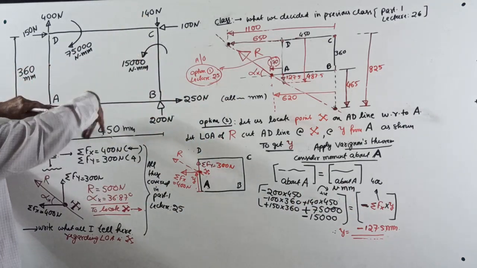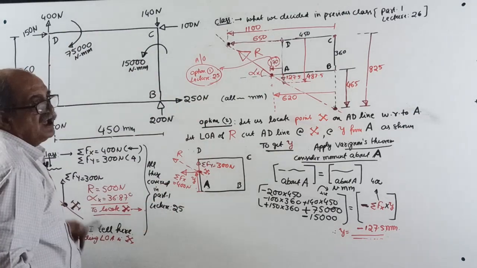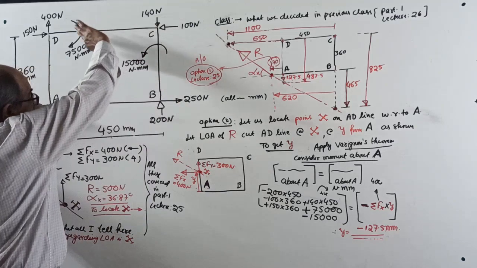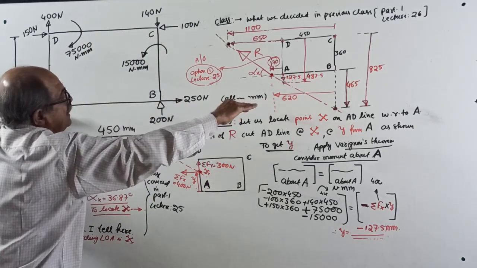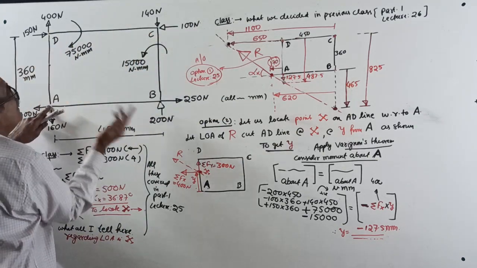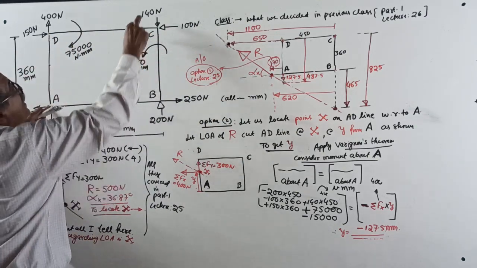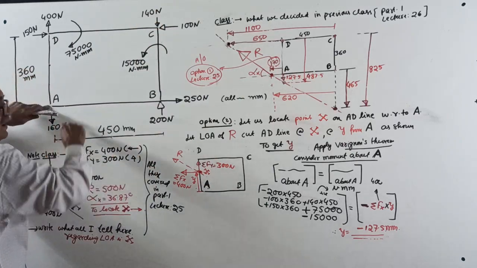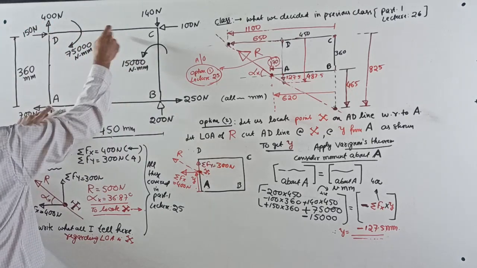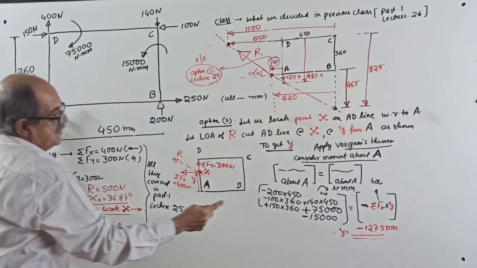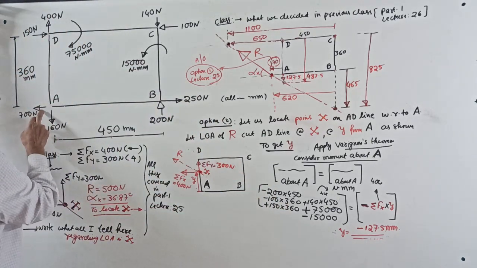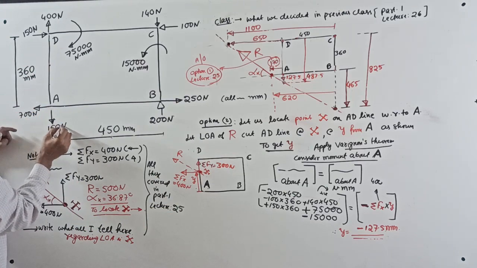200 into 450, anti-clockwise. I am telling the zeros here, not writing them. Minus 200 into 450, 250 into 0, if you want to write there. 100 into 360, minus, anti-clockwise. 140 into 450, clockwise, therefore plus. 150 into 360, clockwise, plus. 400 into 0. 700 also into 0, 160 also into 0.